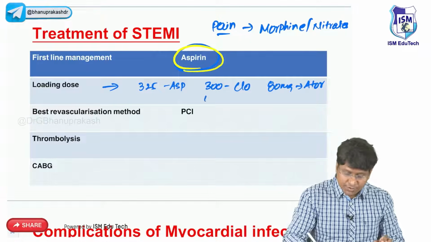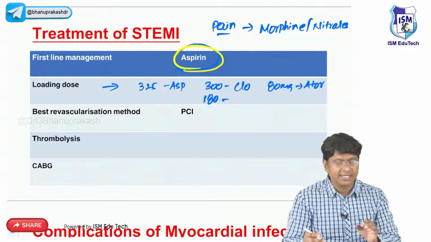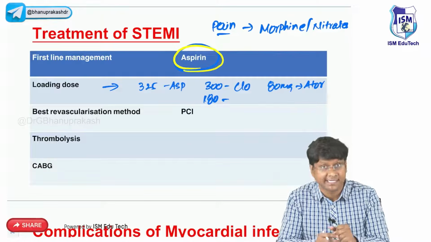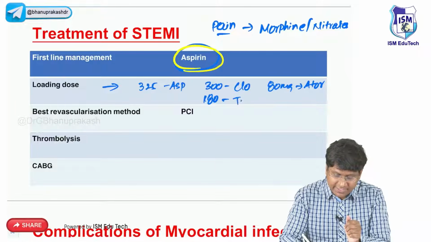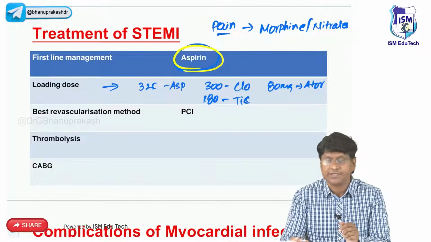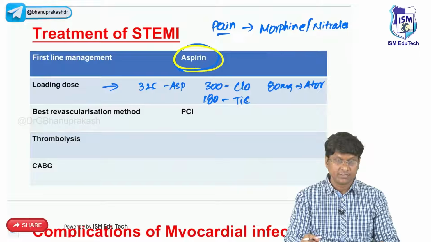Or you can give 180 milligrams instead of the clopidogrel. The other drug which is being used recently is ticagrelor. 180 milligrams of ticagrelor can be given. These are the loading doses. And instead of 80 milligrams, you can give 40 milligrams of rosuvastatin as well, right?